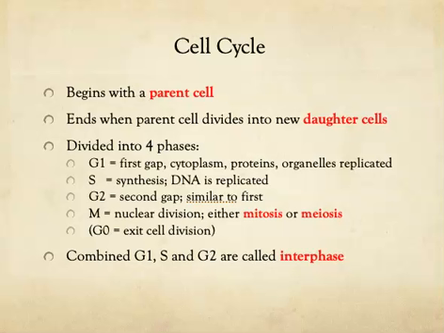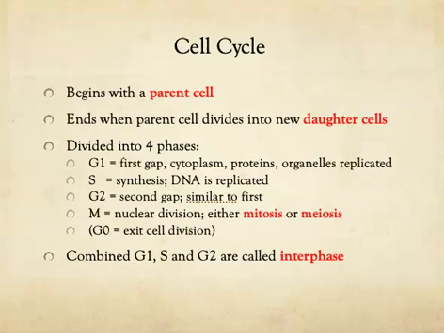Now, students often think that the M phase stands for mitosis. In reality, M means nuclear division. This is the stage where the nucleus, which now contains 2 full copies of DNA within it, will be divided into 2. It's important to remember that M does not stand for mitosis. It stands for nuclear division.